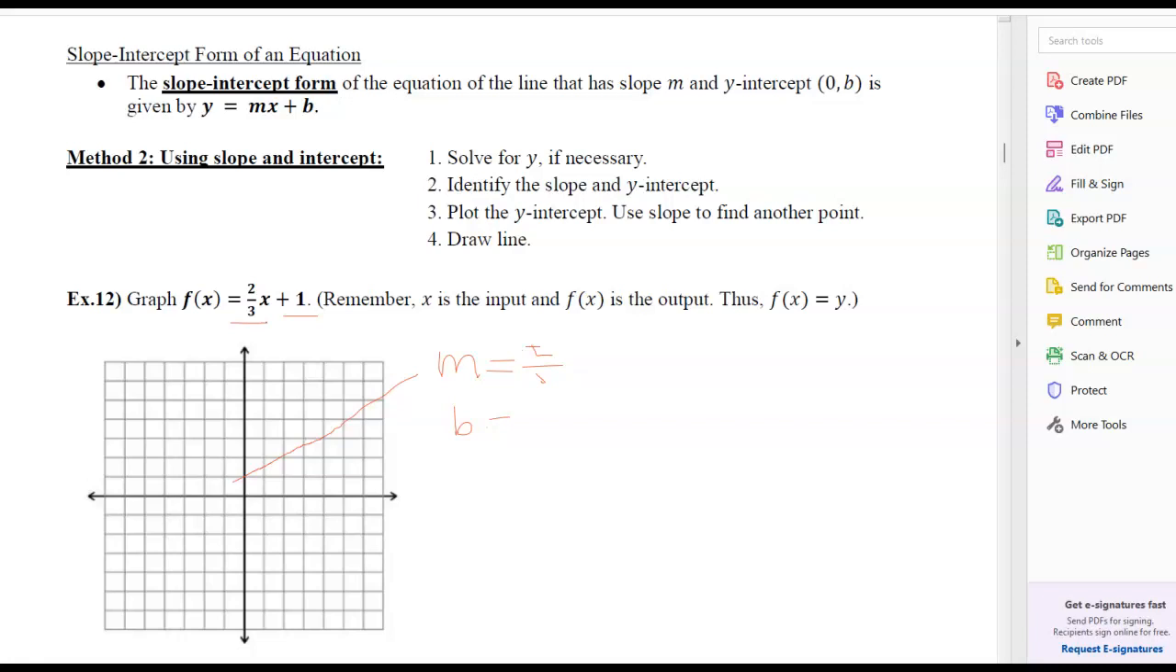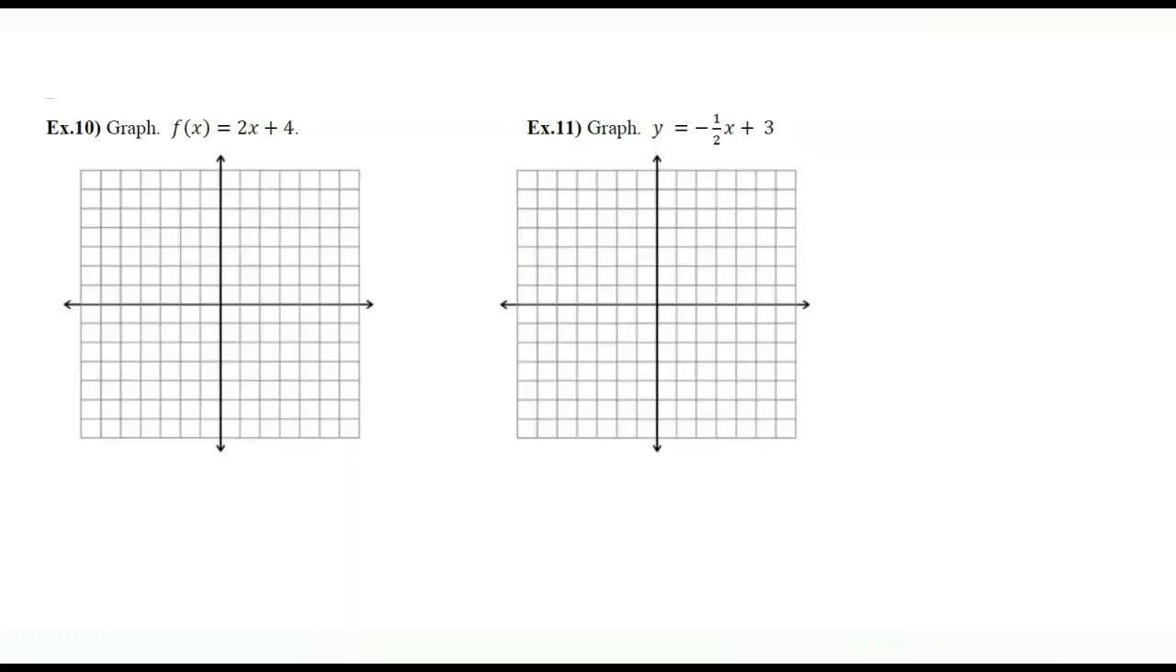Notice when we have f of x, it's really the same as writing y. It's just a different way of writing it, saying that x is the input and f of x is the output. So don't be confused with that. It's just a different way of saying y. Okay, let's graph a couple more of these.